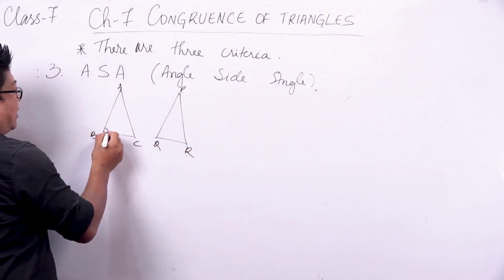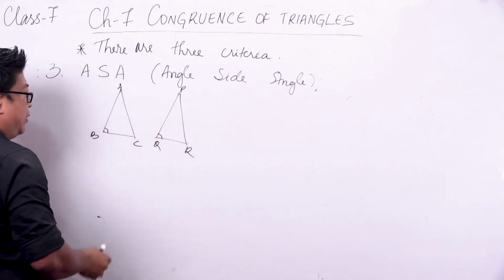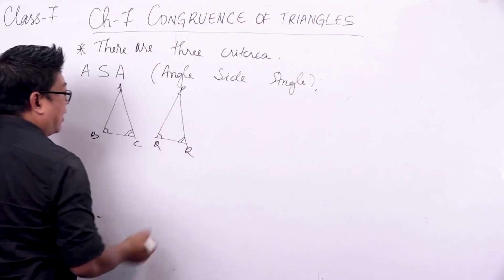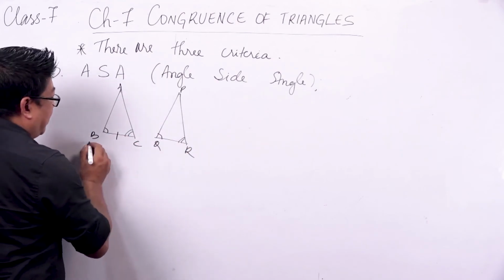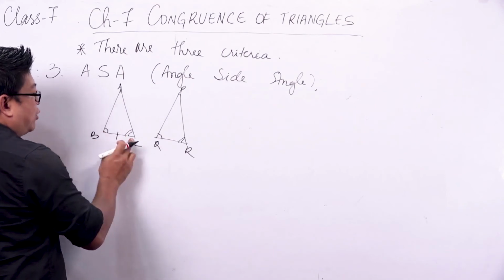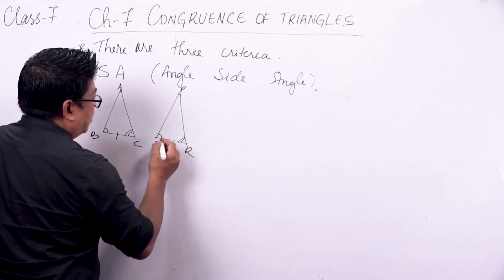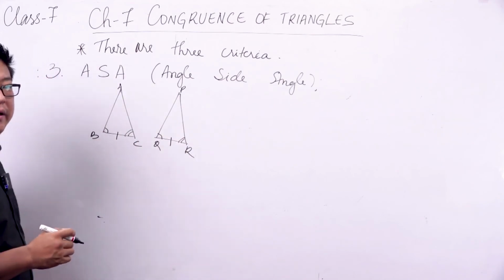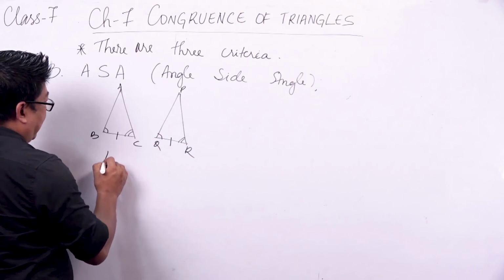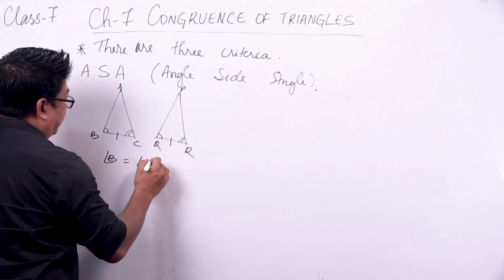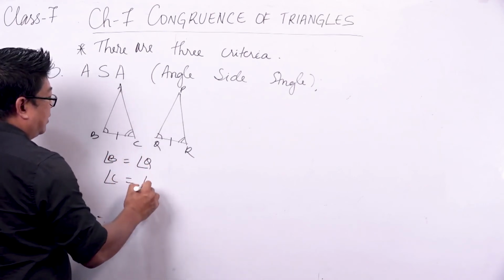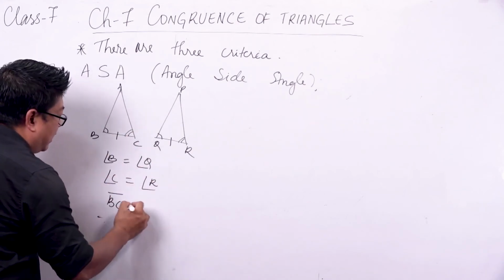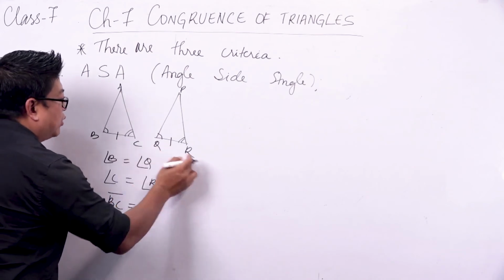If we say that angle B is equal to angle Q, and let's say angle C is equal to angle R, then this line BC, on which the two angles are, should be equal to line QR, on which the two equal angles are. Okay, got it? So we can write like this: angle B is equal to angle Q, angle C is equal to angle R, and line BC, this BC, should be equal to this one.